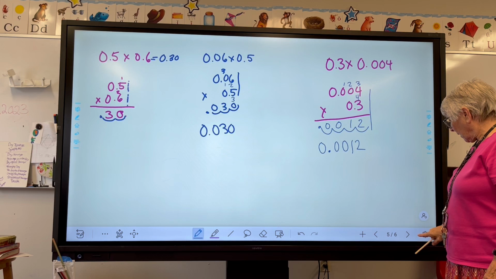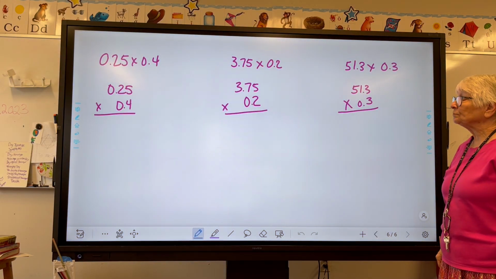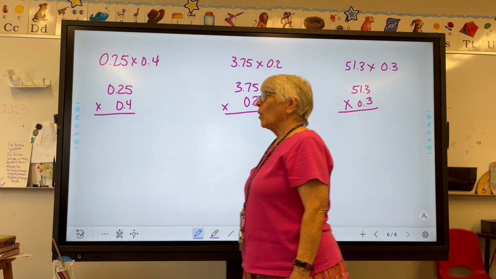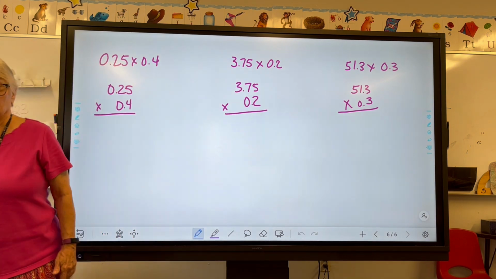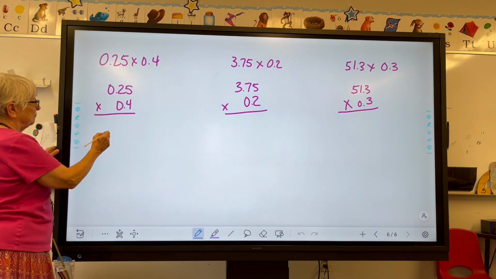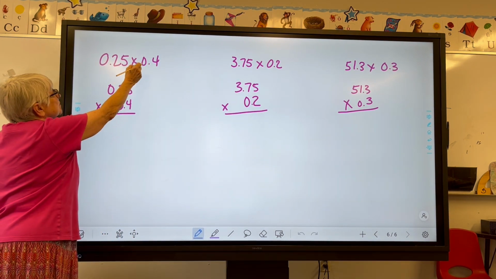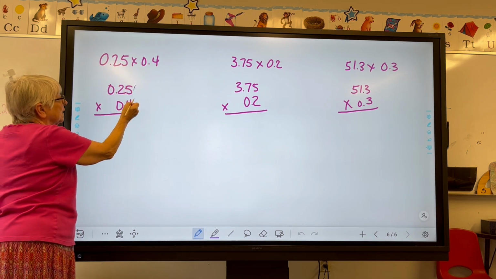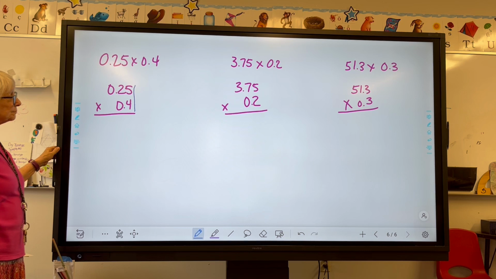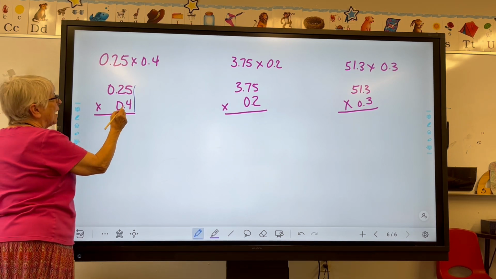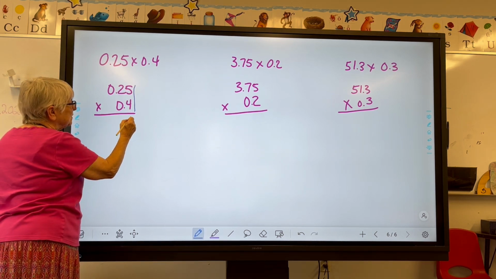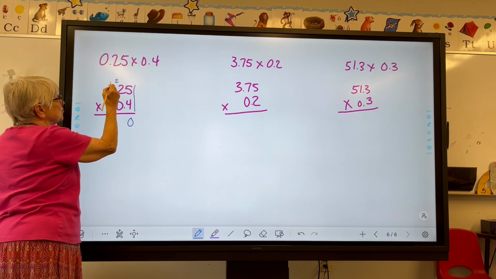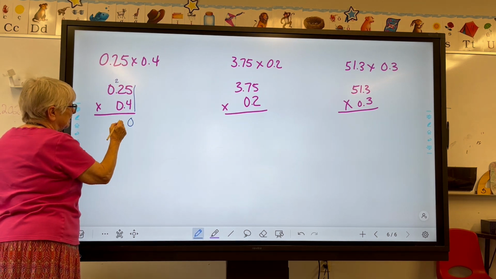Okay? I've got a couple more. This one is 0.25 times 0.04, and I put the one with 3 digits on top. I line them up on the right. Then I multiply. 4 times 5 is 20, carry the 2. 4 times 2 is 8, 9, 10.